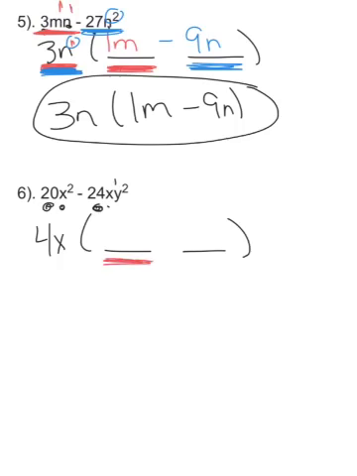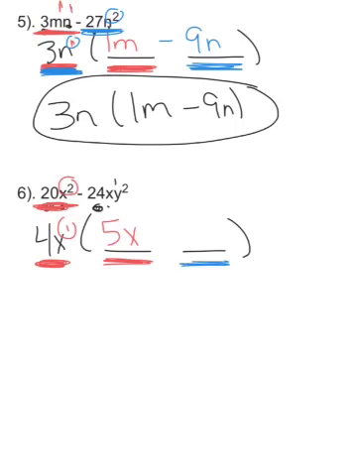So we're going to fill in this first blank. So we're going to look at the first term, divide it by the greatest common factor. So 20 divided by 4 is 5. They both have x's, so we'll subtract our exponents. So 2 minus 1 gives us 1x.